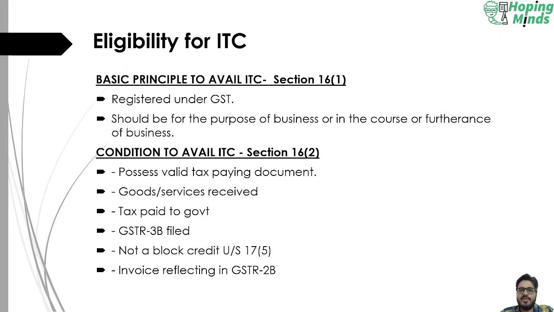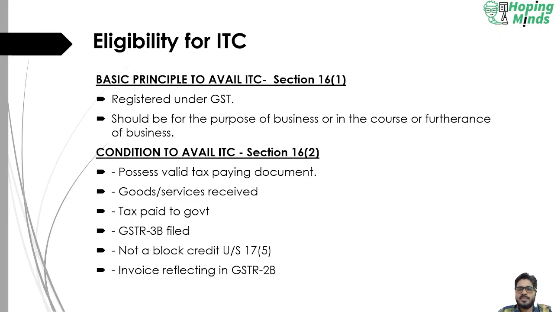Then what are the conditions to avail input tax credit? Section 16 subsection 2 governs such conditions. Multiple conditions like possession of valid tax paying document, then goods and services must be received, then taxes must be paid to the government, GST return, that is GSTR 3B, must have been filed. It should not be in the list of block credit, that is the services rendered should not fall under the list of blocked credit under section 17 subsection 5. Then invoice must reflect in GSTR 2B. So let us see each of these in detail.